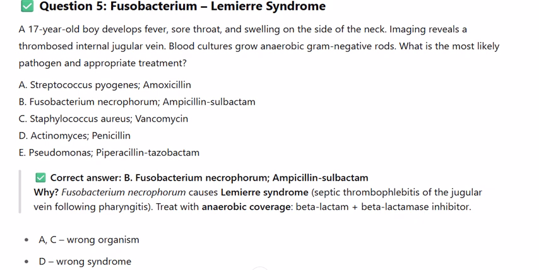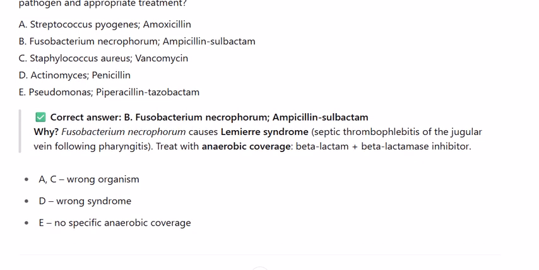Why? Fusobacterium necrophorum causes Lemierre syndrome, septic thrombophlebitis of the jugular vein following pharyngitis. Treat with anaerobic coverage, a beta-lactam plus a beta-lactamase inhibitor. A and C. Wrong organism. D. Wrong syndrome. E. No specific anaerobic coverage.